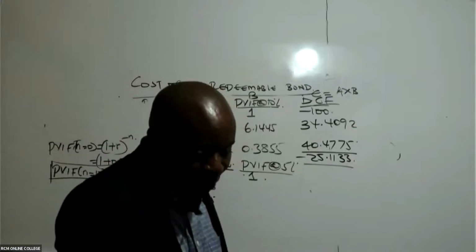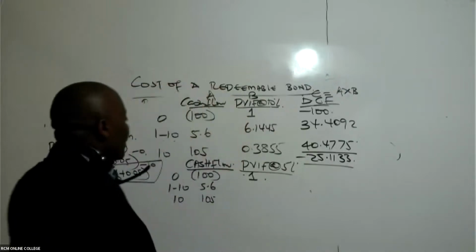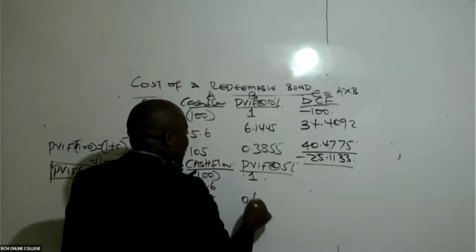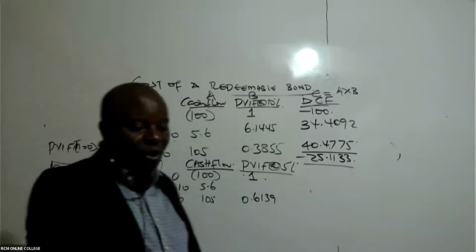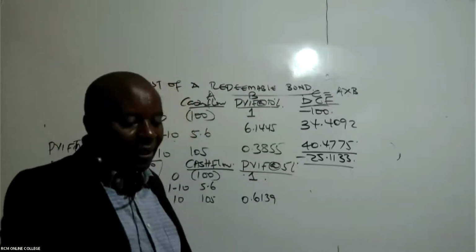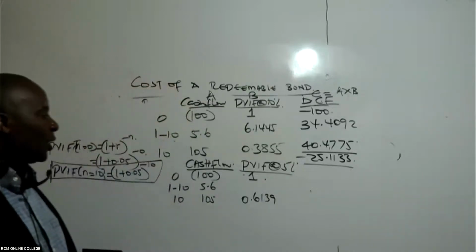So Kibisu is giving me 0.6139. Is there somebody who is able to confirm that this is 0.6139? Can somebody else confirm? As a confirmation, BR has confirmed it, which is very good.